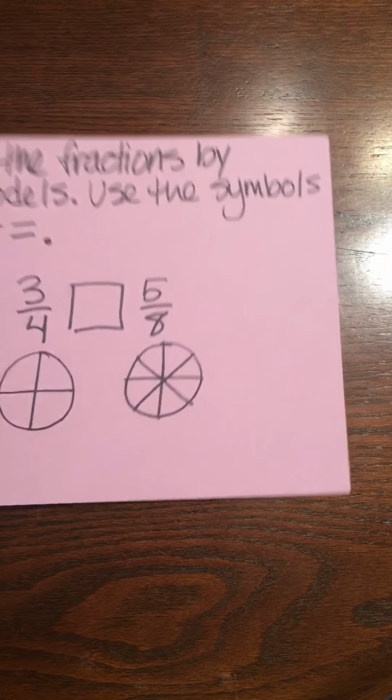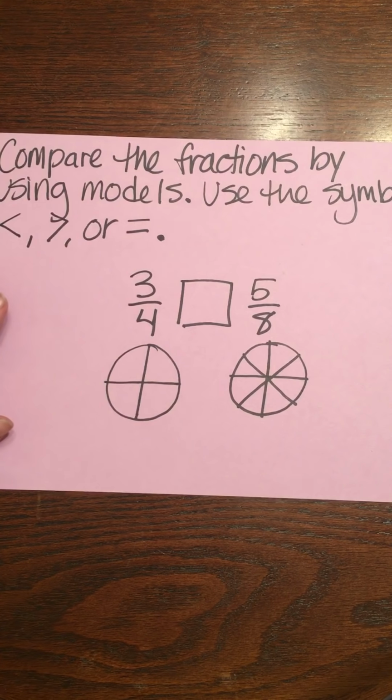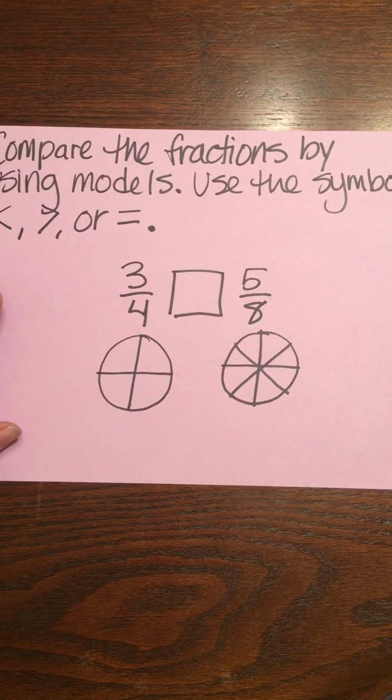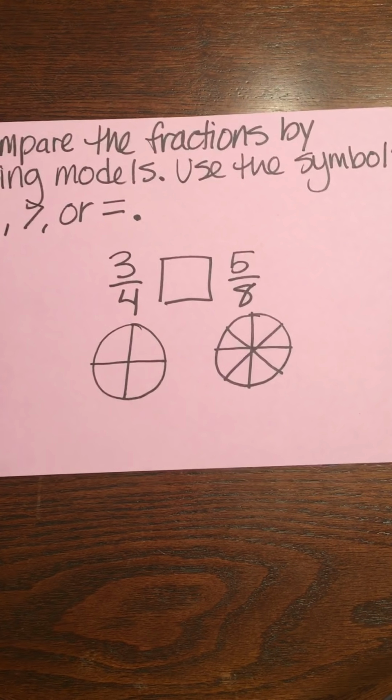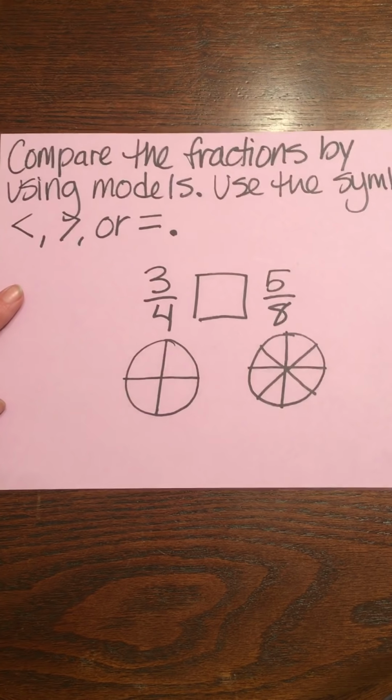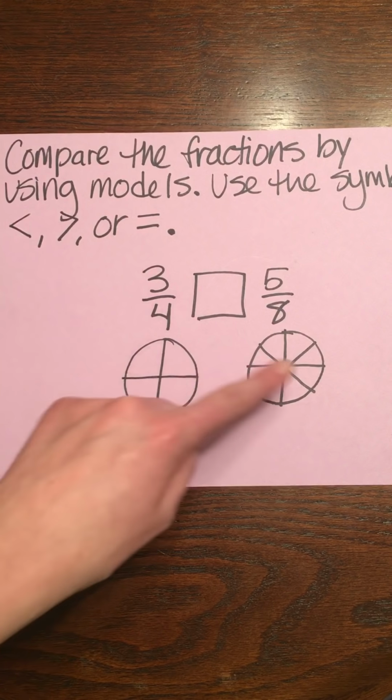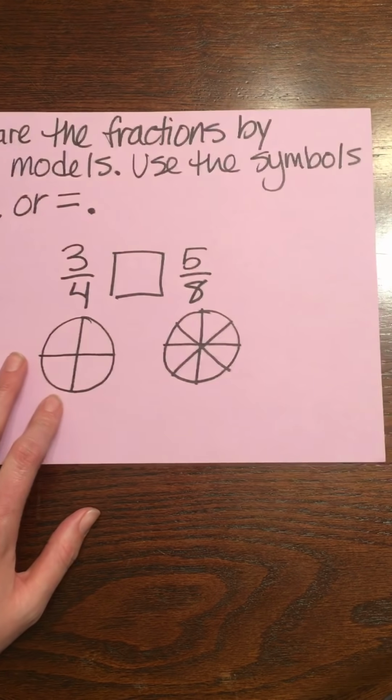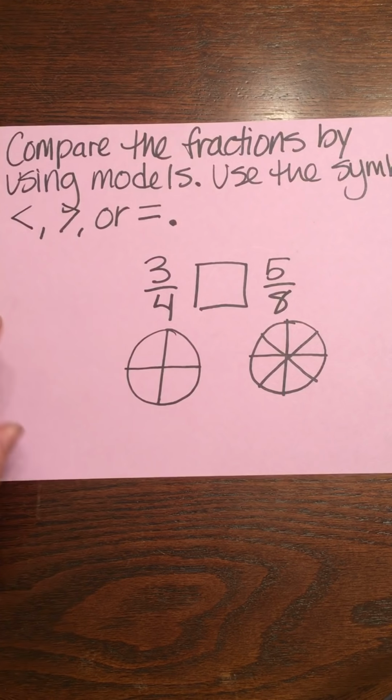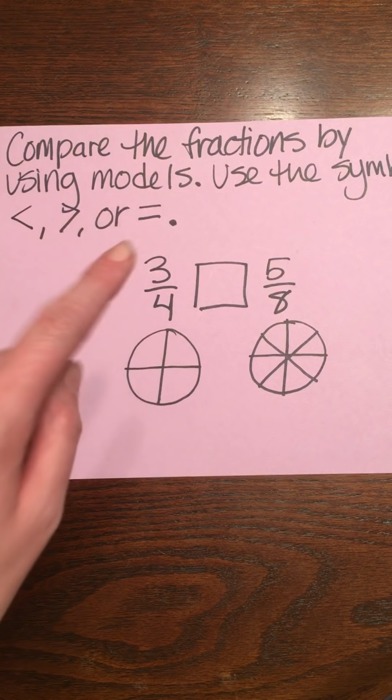Another method you could use is pictures. The pictures are kind of hard to do though, so I would recommend that first way, but this might be good for smaller fractions like this. We're going to do the same thing and compare them by using models or pictures. You can still use the symbols we've been using: less than, greater than, or equals.